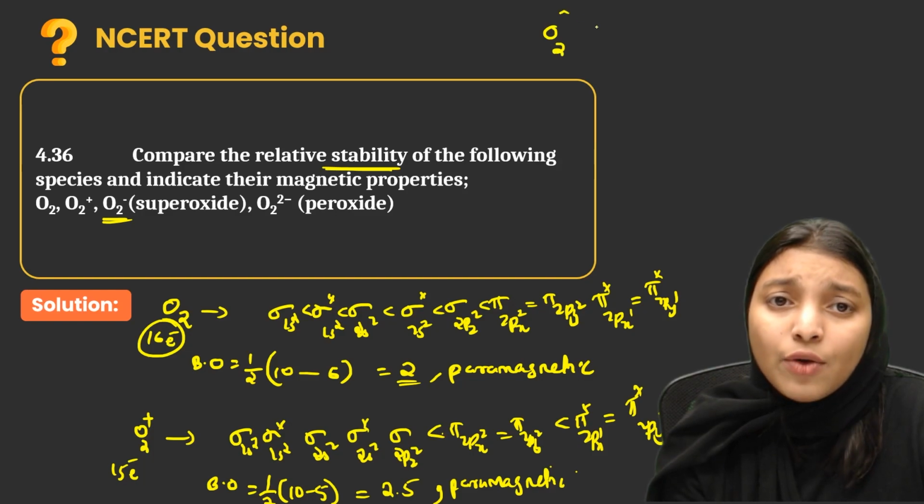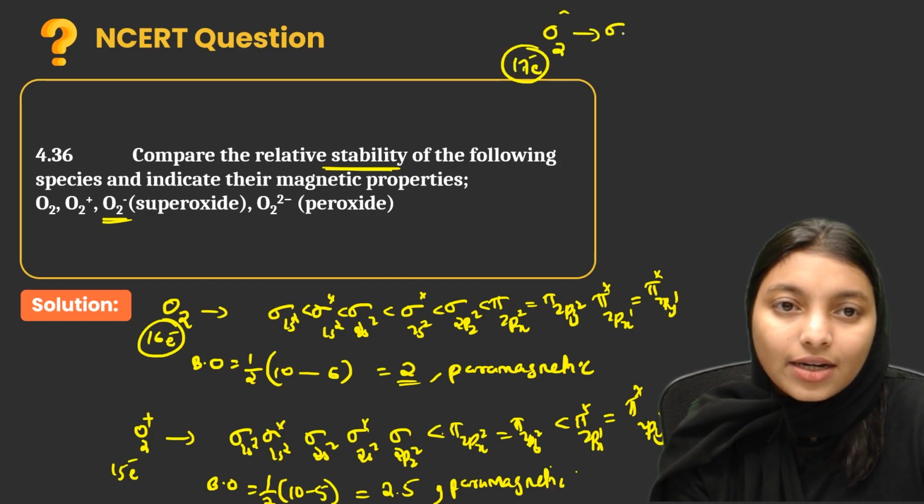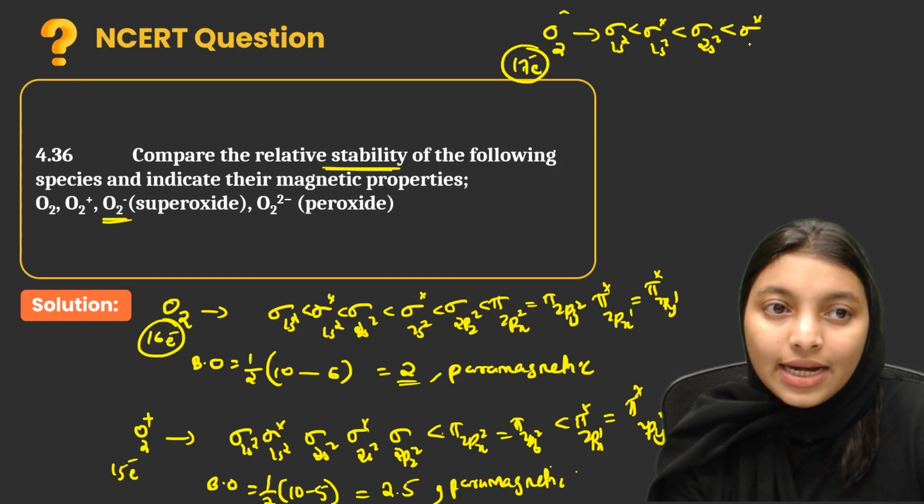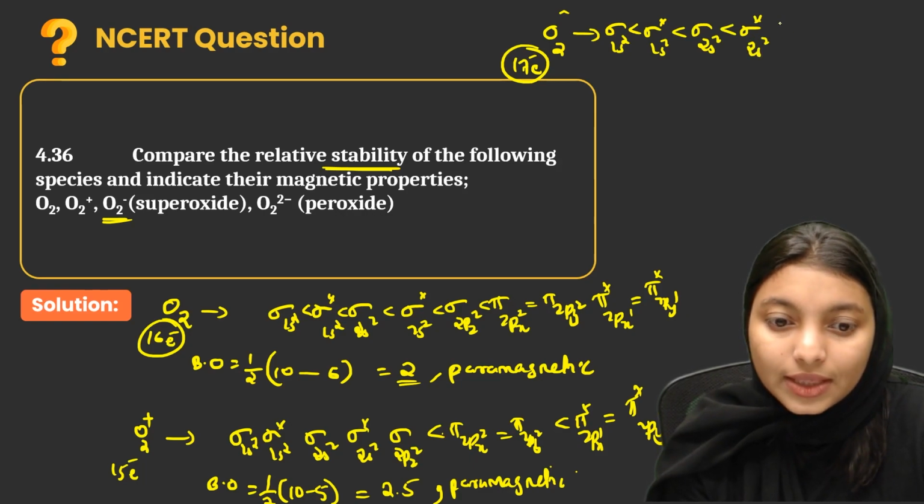Yes, next one, O2 minus. O2 minus, we will be having 17 electrons. For 17 electrons, we can write it as sigma 1s2, sigma star 1s2, sigma 2s2, sigma star 2s2. Then we have what?